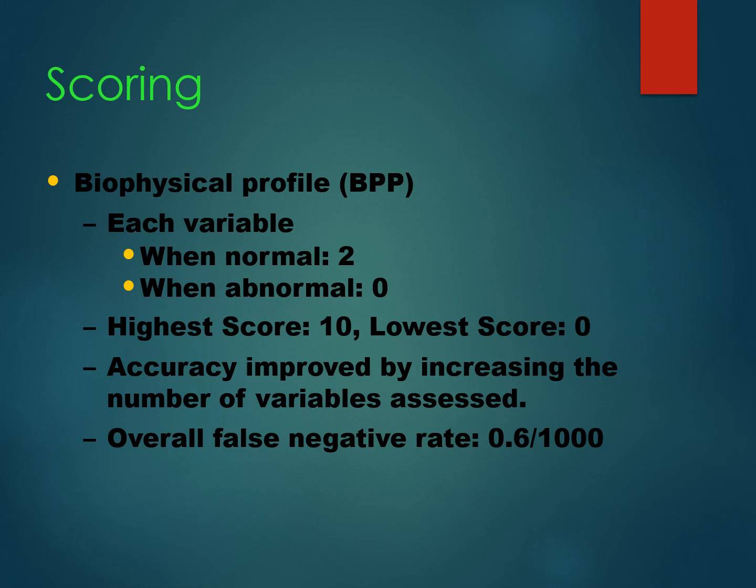Accuracy improves by increasing the number of variables assessed. The overall false negative rate is 0.6 per 1,000. Again, it could be a good screening test. If it is negative, that's okay, it represents fetal well-being, but if it is positive, I mean abnormal, the risk of hypoxia is very variable.